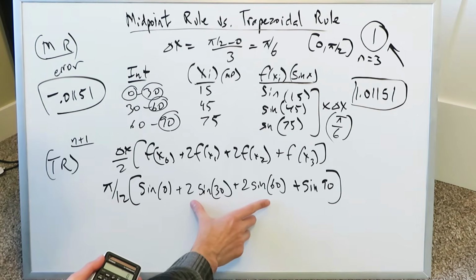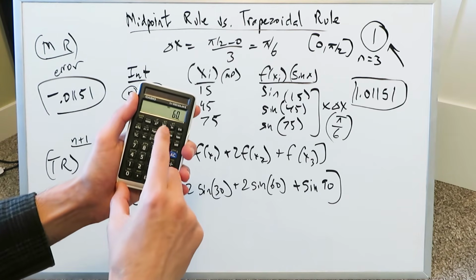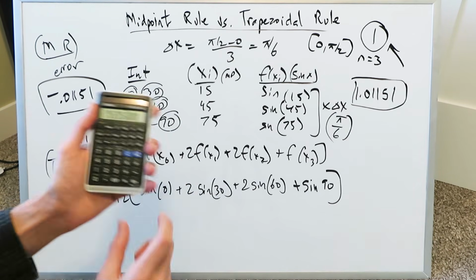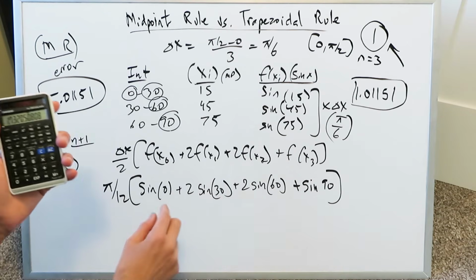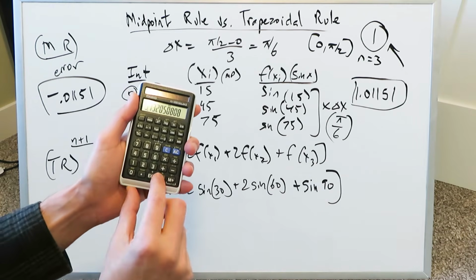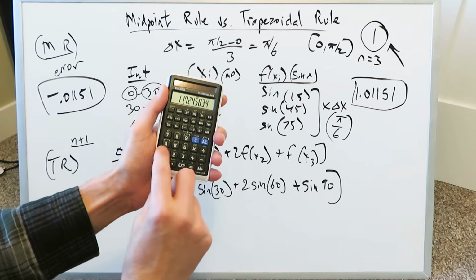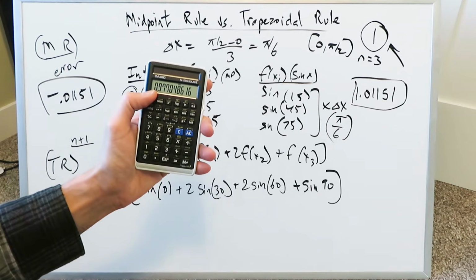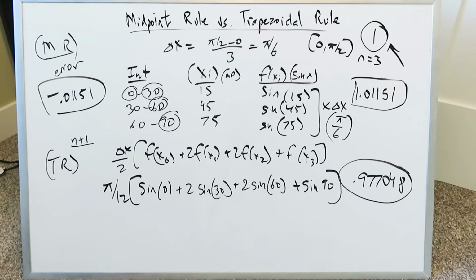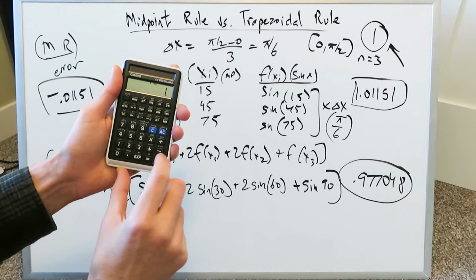But let's see what it is. I'm going to do these intermediate values first because I know what the values here are. Let's start with 60. We'll do 60 sine, we'll multiply it by 2. Plus, I know sine 30 is a 0.5. 0.5 times 2 is a 1. I'll just add 1. I know sine 90 is a 1. Plus 1. Sine 0 is a 0. We'll multiply this now by pi and we'll divide it by 12. I have a value here, 0.977048. That represents the area of that region below the sine curve from 0 to pi over 2 using the trapezoidal rule.